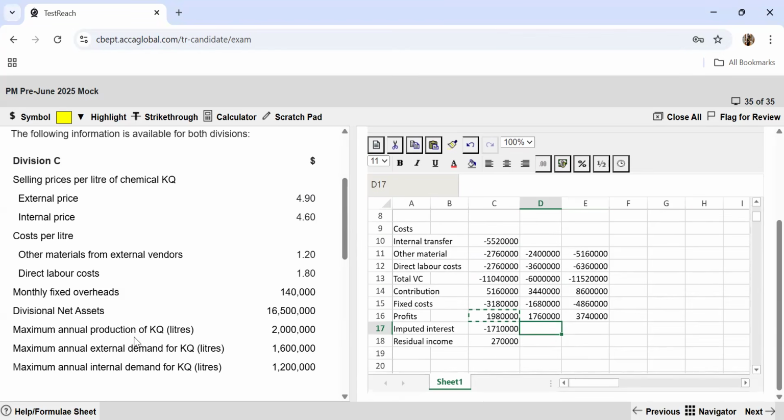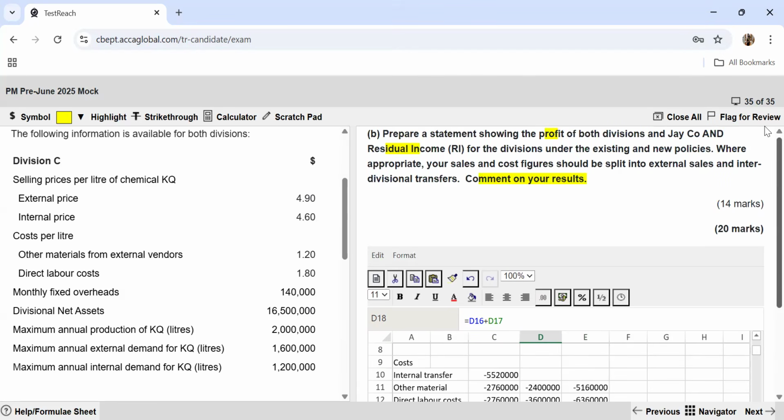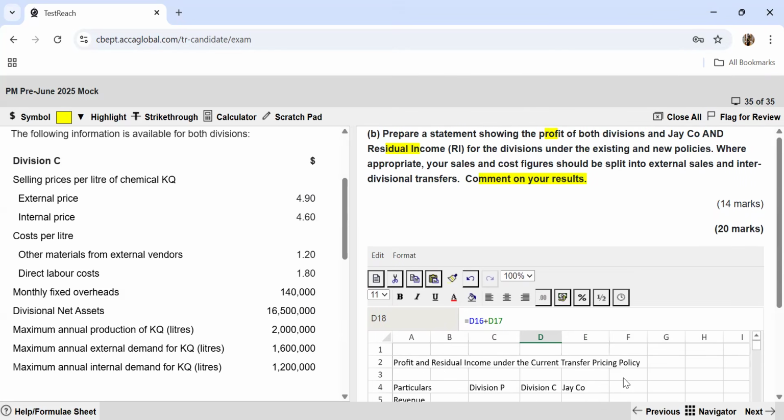Next, we are going to calculate the imputed interest. For this particular division, the divisional net assets are 16.5 million. So 10% multiplied by 165,000,000. So this is what the imputed interest is going to look like for them. And now the residual income will be somewhat this. So it's $110,000. So this is what we leave our answer at for the very first requirement, where we are talking about the current scenario, existing policy.